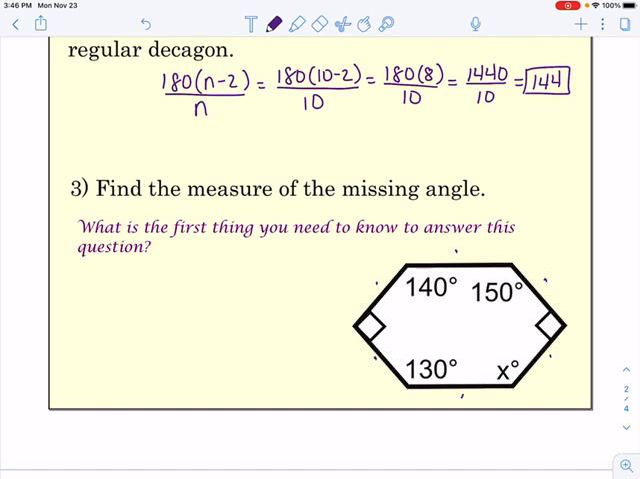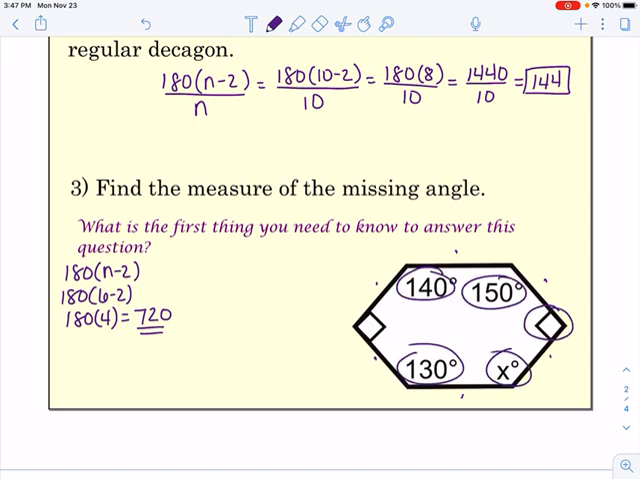The next thing I'm going to do is find out what the sum of all of the angles should be if I have a 6-sided figure. So I have 180 times n minus 2, or 180 times 6 minus 2. 6 minus 2 is 4, so 180 times 4 is 720. That means if I take all 6 angles and add them together, the sum has to be 720. Don't forget, each one of these with the box in it means that it's 90. You can't just leave them out.